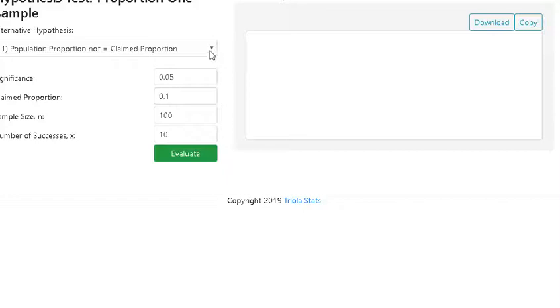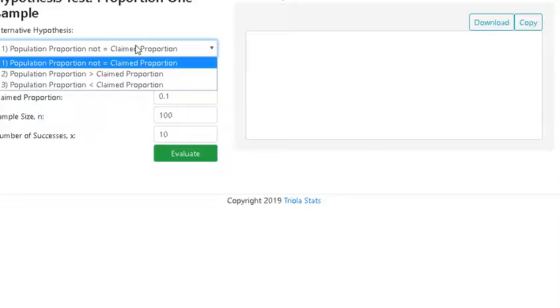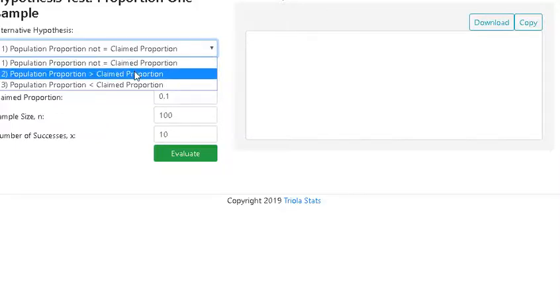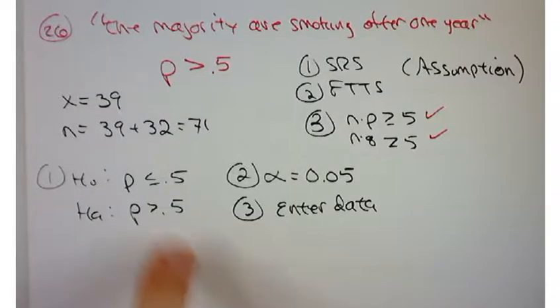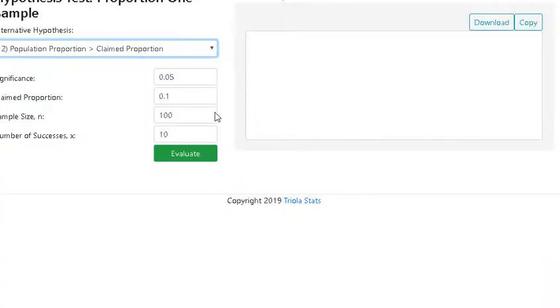Now, the first thing we need to set is the form of the alternative hypothesis. What does the alternative hypothesis look like? You've got three choices. Not equal to, greater than, or less than. Which one of these should I click for problem 26? Greater than. So if you look back at our alternative hypothesis, we've got P is greater than 0.5. So we're good there. And now we're going to type in everything else.